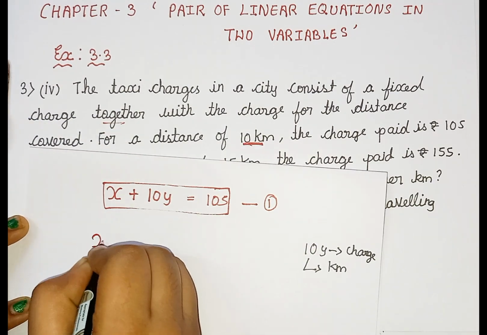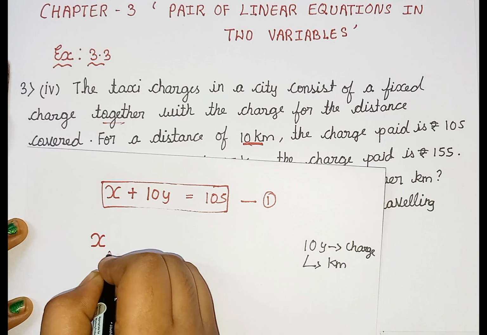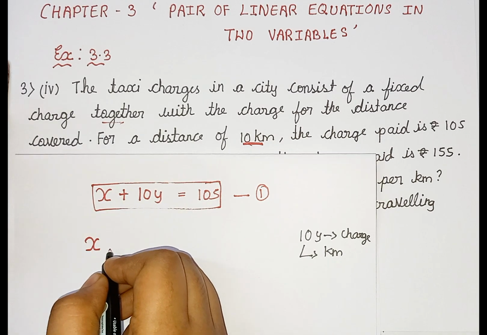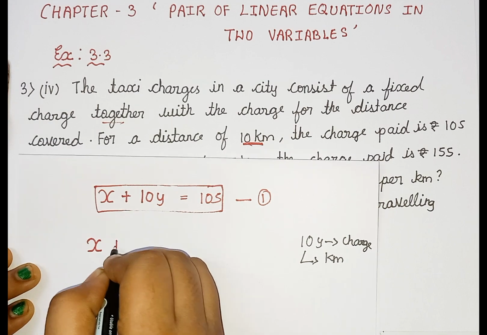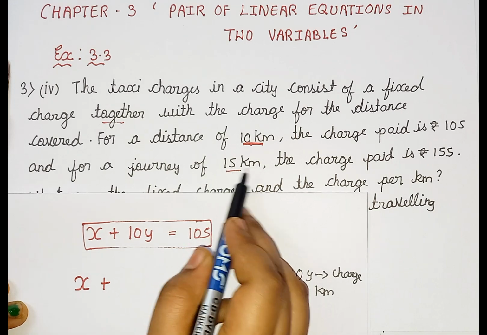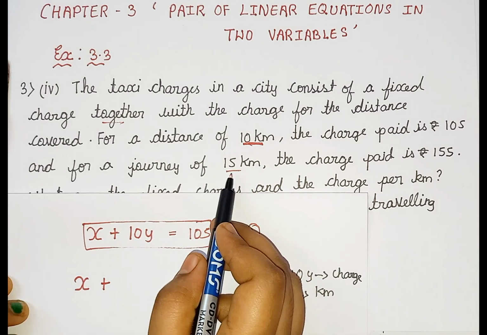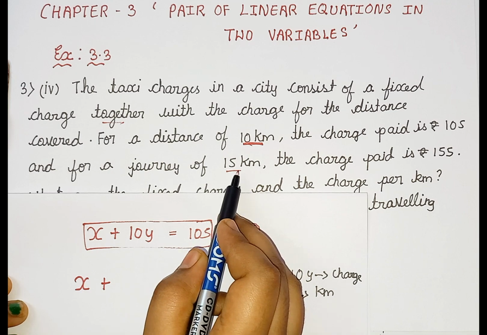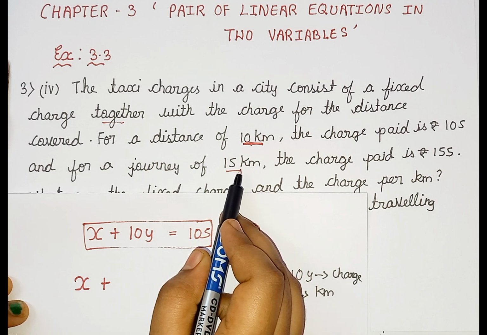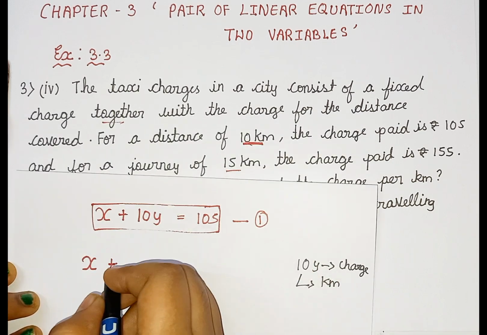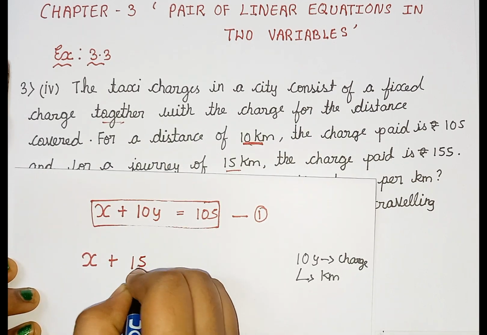So let us take x. Why? Because whenever we call a taxi, we have to pay a fixed charge at first. Then only we can enter the taxi. And then plus, here the distance for the journey is 15 kilometer. So for 15 kilometer, what will be the cost? The cost will be rupees 15, for example. Now I am going to write 15 into y.